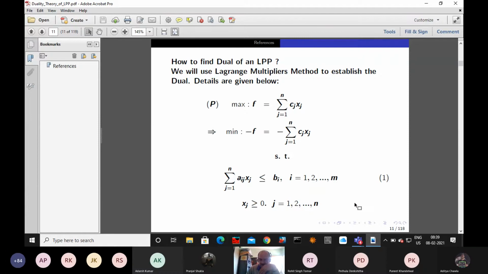So maximize f, which is equal to the summation over j from 1 to n of c_j x_j. This is equivalent to minimization of minus f, which is equal to minus the summation over j from 1 to n of c_j x_j, subject to the summation over j from 1 to n of a_ij x_j less than or equal to b_i, i from 1 to m, and x_j non-negative.